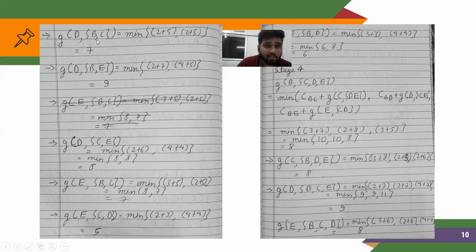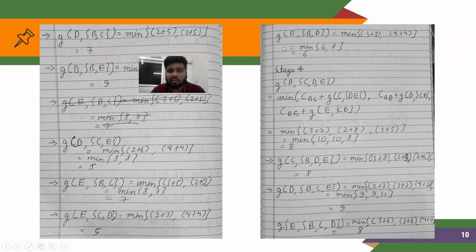Now, I have made the other possible combinations here: G of t comma bc, G of t comma be, G of t comma ce, G of e comma bc, G of e comma cd, G of P comma D. Okay. So now moving to stage 4.